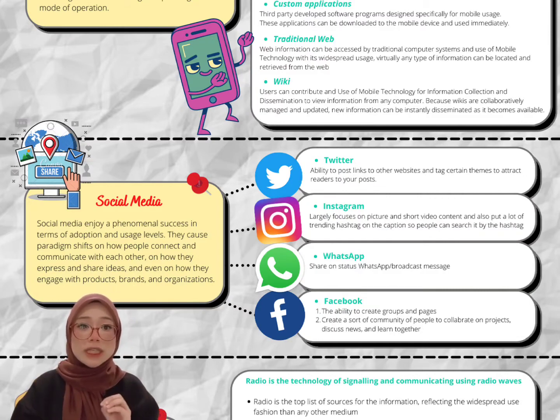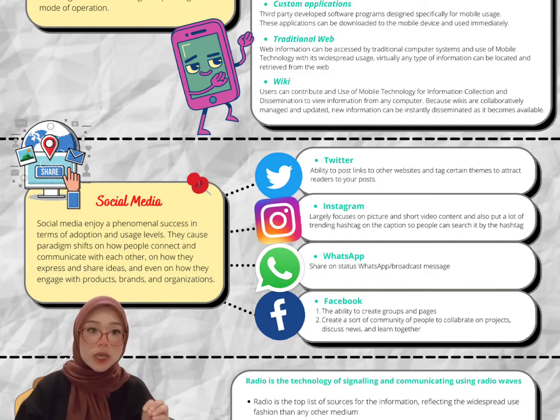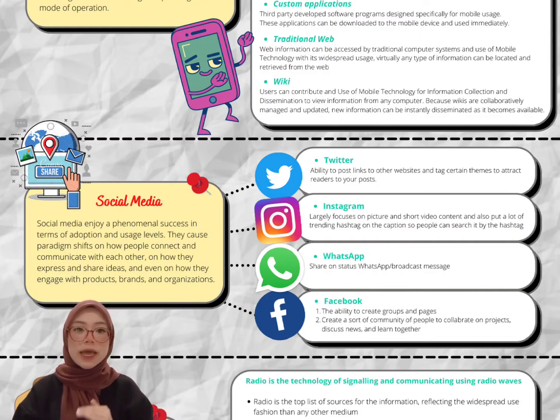There is a lot of social media that people really use nowadays, but I will talk about Twitter first. You are able to post links to other websites and tag certain terms to attract people to your post. So I will give an example. You can put a hashtag, any hashtag that is trending in your country, such as hashtag Barang Murah Malaysia, hashtag Free COD, or any hashtag that is related to your post. By tagging certain keywords such as that hashtag, people are more likely to see your post. The more hashtags you put, the more chances you get.